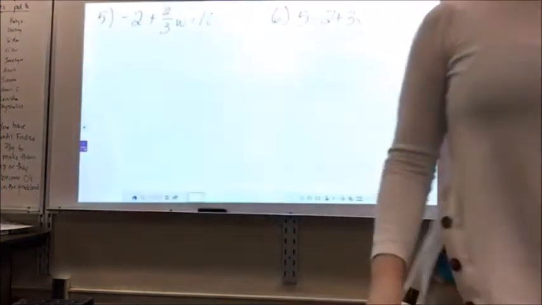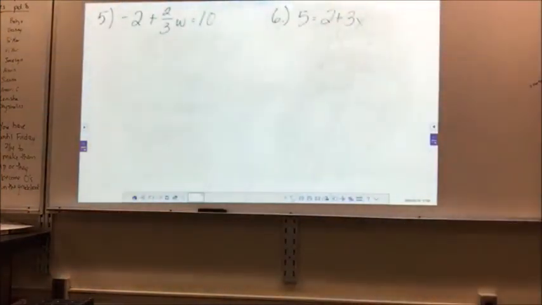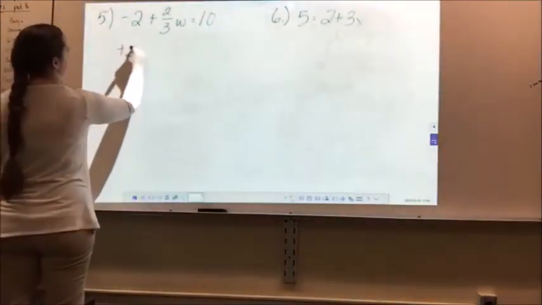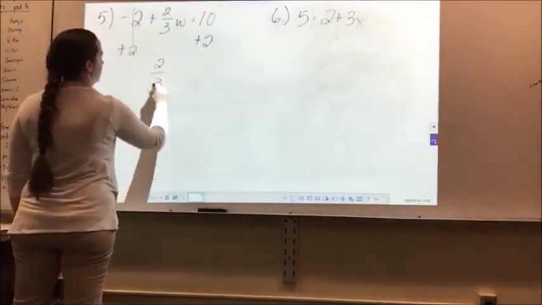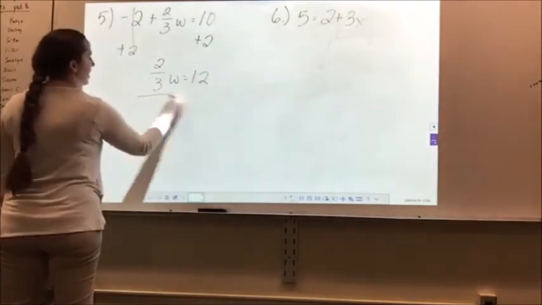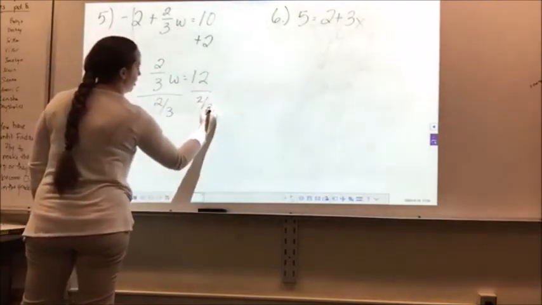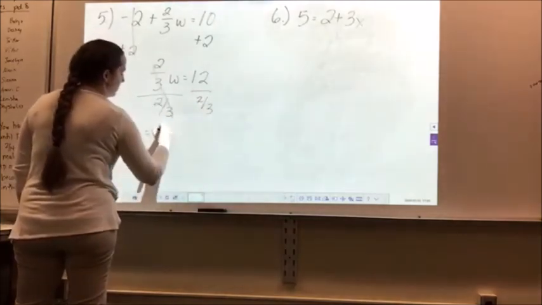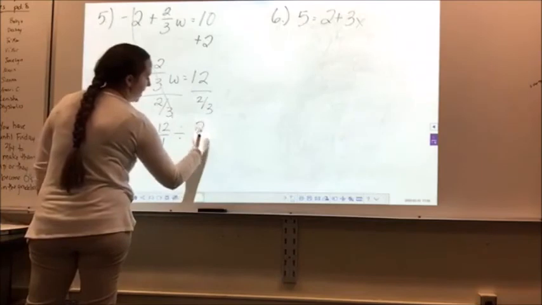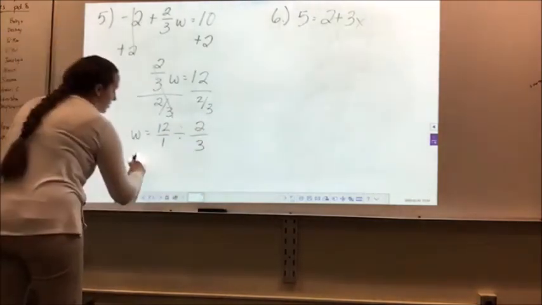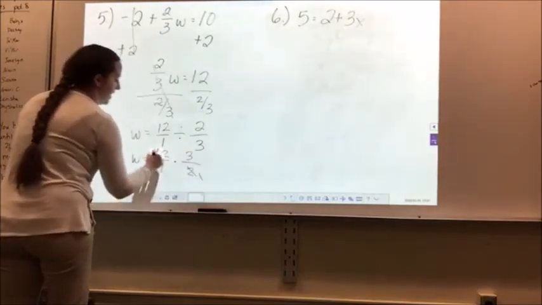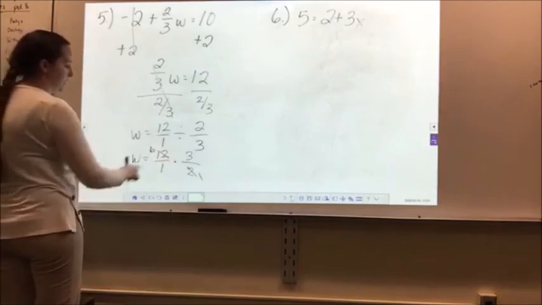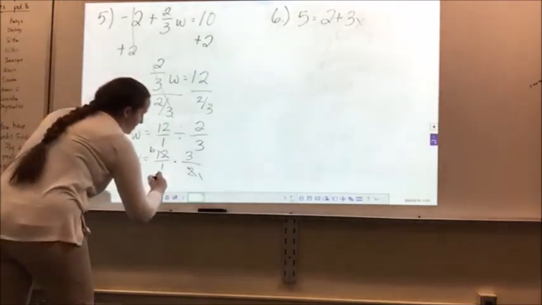Okay. Number 5 says negative 2 plus 2/3 w equals 10. So no parentheses, so I add 2 to both sides because that's what's not attached to the w. This cancels. I have 2/3 w equals 12. Then I need to divide both sides by 2/3. So w equals 12 over 1 divided by 2/3. So I keep, change, flip. 2 cancels with the 12 and becomes a 6. 6 times 3 is 18, so w equals 18.